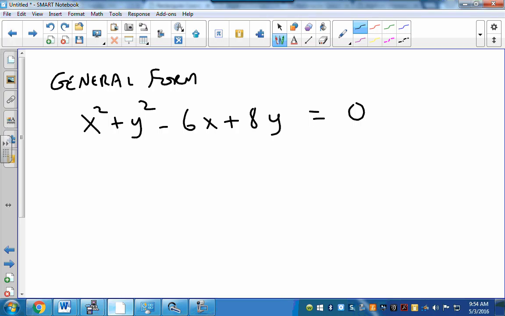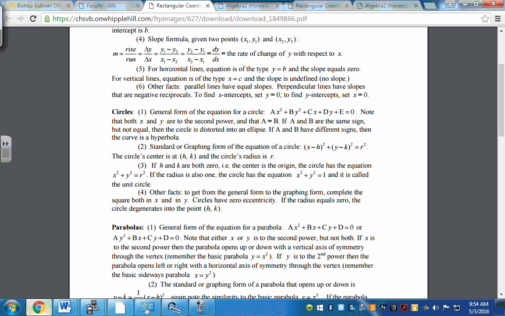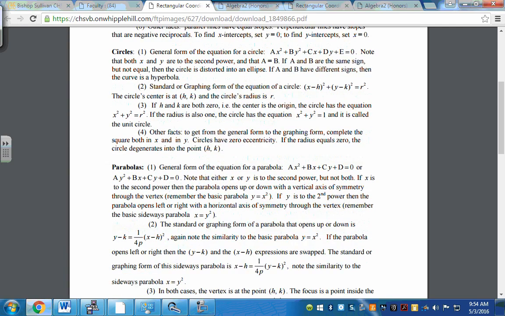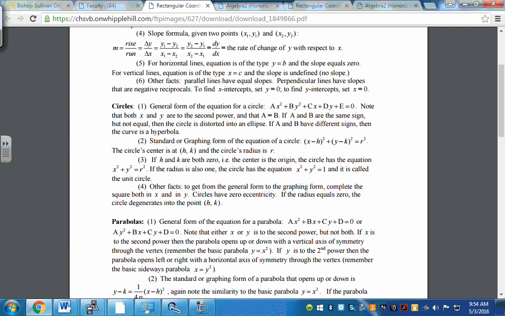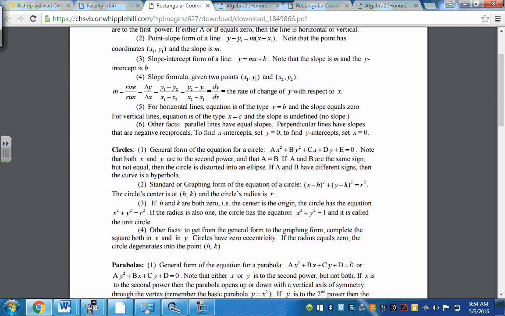This is the general form for a circle. The A and B are the same number. They're 1 in this case, and they're both positive. So that tells me it's a circle. There is a comment on this handout that if A and B are different numbers, then it's not a circle. If A and B are the same sign but not equal, then you get an ellipse. We'll do an ellipse in just a little bit. If A and B have different signs, one positive, one negative, then you have a hyperbola.